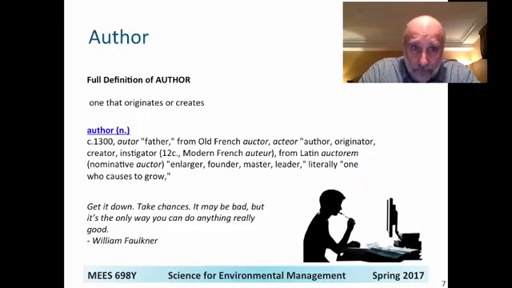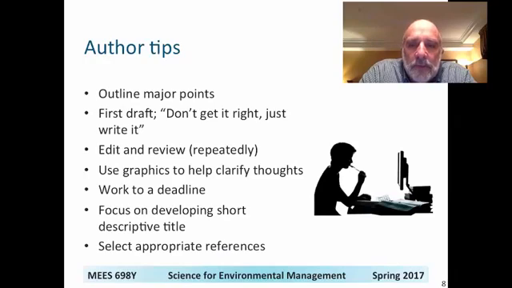Definition of an author. Another important role. One who originates or creates, from the Old English and Old French word, the originator, creator, instigator. A Latin word of founder, master, leader, one who grows. I like Faulkner's quote, get it down, take chances. It may be bad, but it's the only way you can do anything really good. So get it written. Some tips on being a good author: outline your major points.